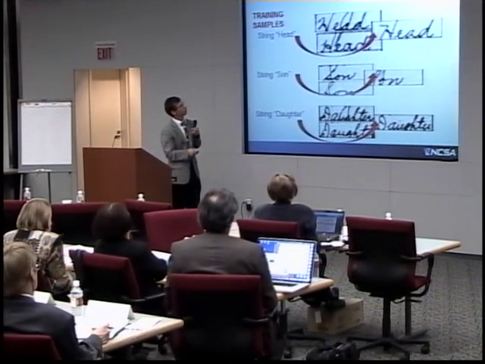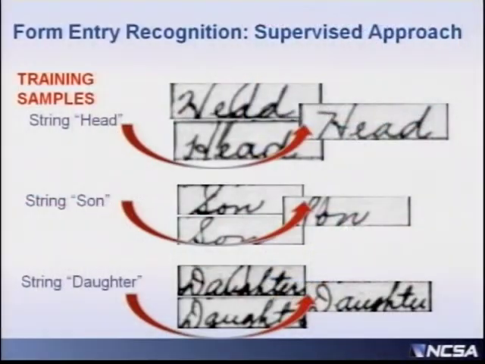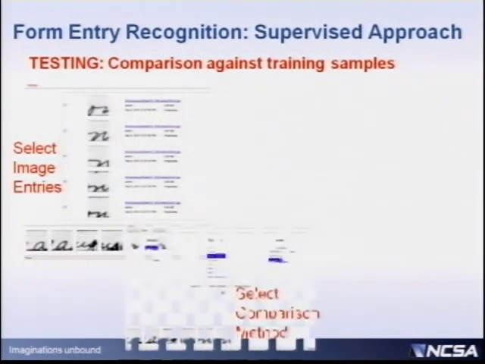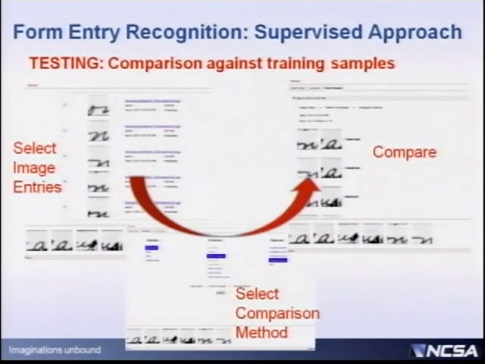And now I'm going to use what is called a supervised approach, because I'm supervising the algorithm. Now I have a system that we developed where I can drag and drop my images, and then I say select these images and select a comparison method, because there are many ways you can compare two images. And then you eventually compare and you will get some score. How similar are these images?